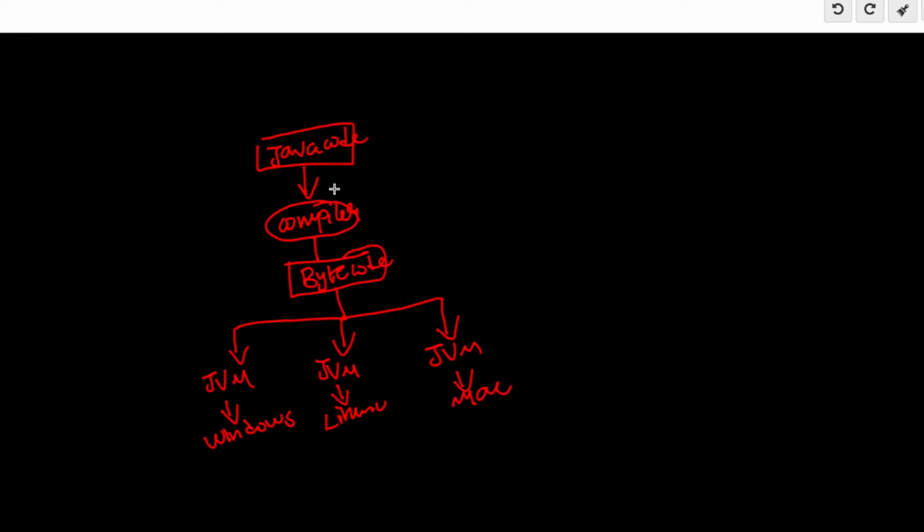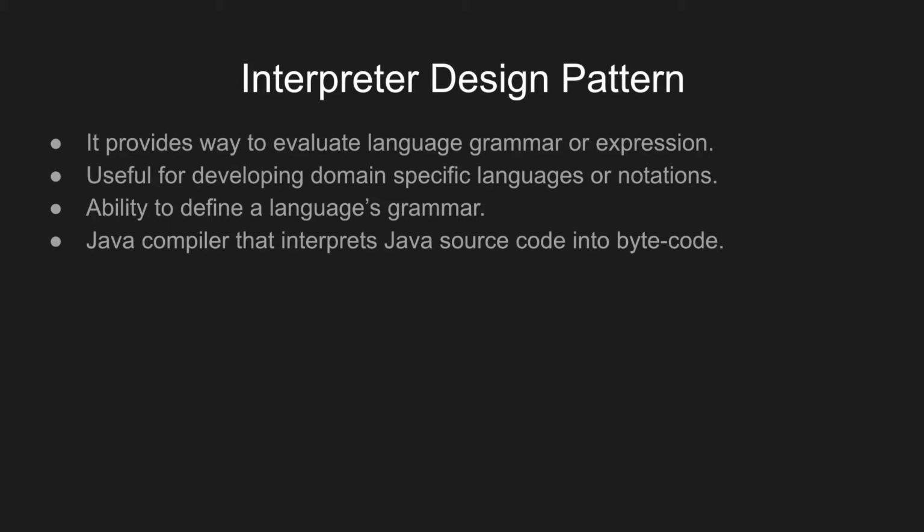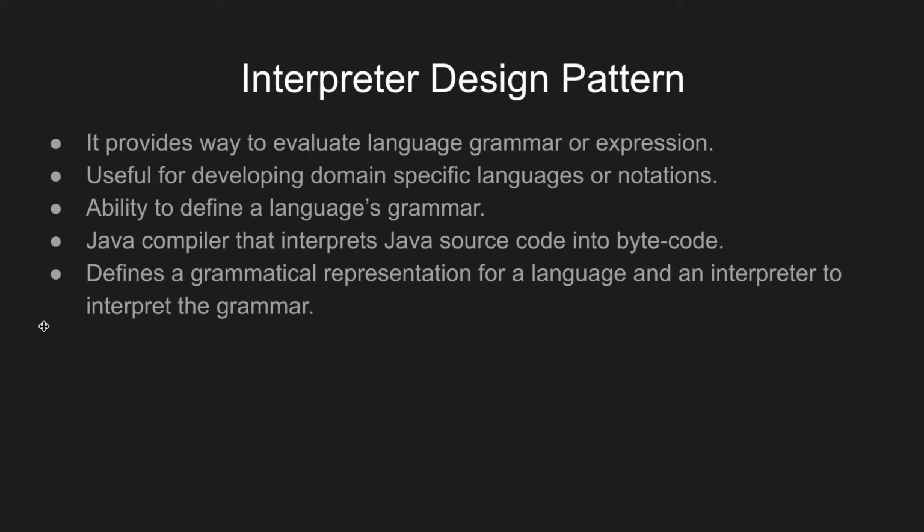Here the interpreter is acting at two ends. One is at the compiler end and the other is at the JVM. The interpreter in the compiler is used to convert Java source code to bytecode, and the interpreter in the JVM is used to execute the bytecode on various platforms. So in our real life itself we are using an interpreter at various points. And then, it defines a grammatical representation for a language and an interpreter to interpret the grammar.